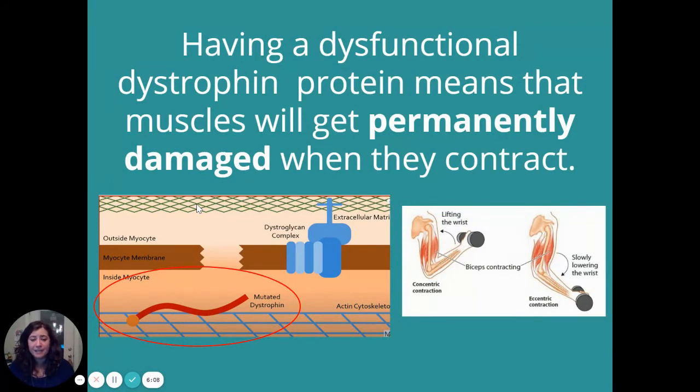Another way to think about it is, remember, some damage is normal. We can deal with that. That actually makes our muscles stronger. But in someone with DMD, they don't just get some damage when they exercise, they get a lot of damage, and it's more than they can handle. And that's a quick run through of why dystrophin is so important for muscles.